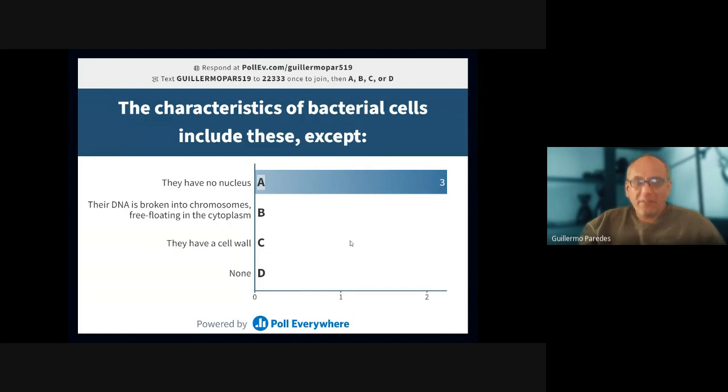All right, so let's see. The characteristics of bacteria cells include... so what is a bacteria? What is the characteristic of bacteria, right? Except. So they have no nucleus? They don't have a nucleus. No nucleus.